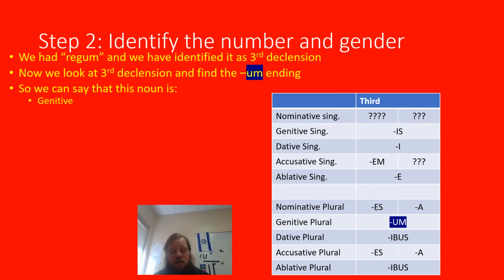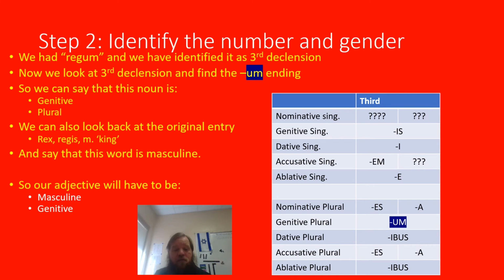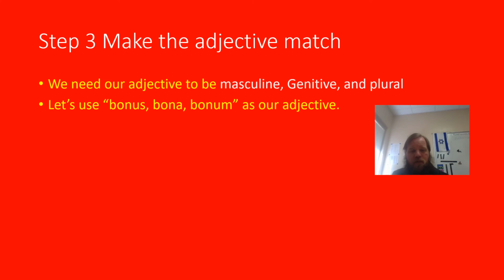So now we know that this noun is genitive. We know that it's plural. We look back at our original entry, and we can also say that this word is masculine. All right? It tells us right here, rex, regis, masculine, king. So now we know that regum is genitive, plural, and masculine. So our adjective will also have to be genitive, plural, and masculine. Okay? So how do we do that? Well, we look at our adjective. Let's use bonus, bona, bonum, good. Right? Bonus, bona, bonum means good.